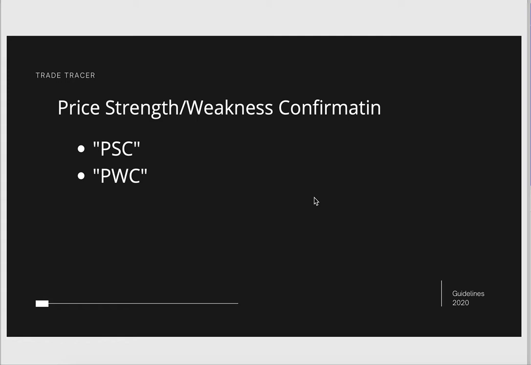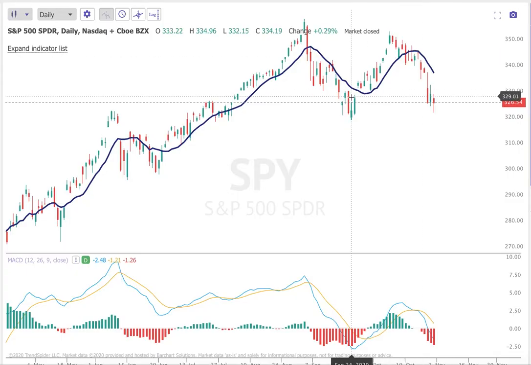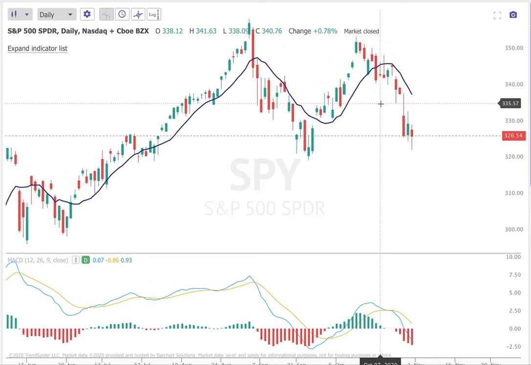Price strength and price weakness confirmation. You'll hear me say PSC or PWC. These are very, very important terms to know if you want to take advantage of the odds that this represents. What this means is that price has confirmed either lower or higher. That's essentially all it means. So, price weakness confirmation. First, we have to go into no trend for price weakness confirmation.